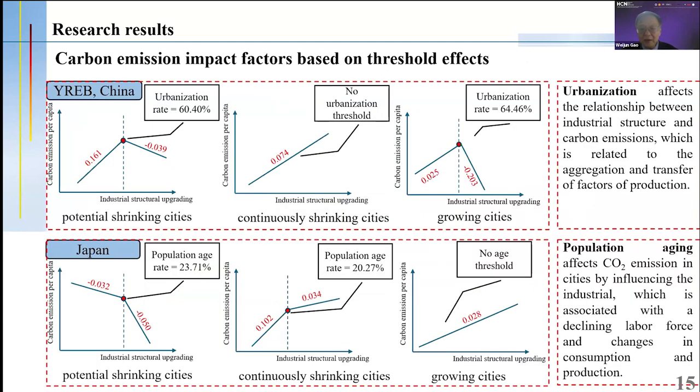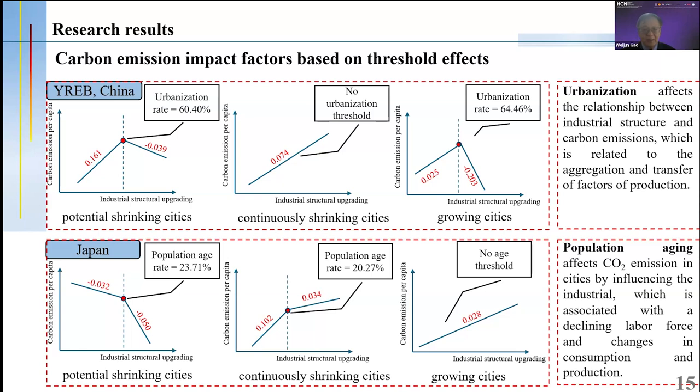And we quantify how the threshold effect of the urbanization level and the aging rate changes the relation between the industrial structure and the carbon emission, as shown in this slide. The results suggest that different carbon emission management models are necessary.